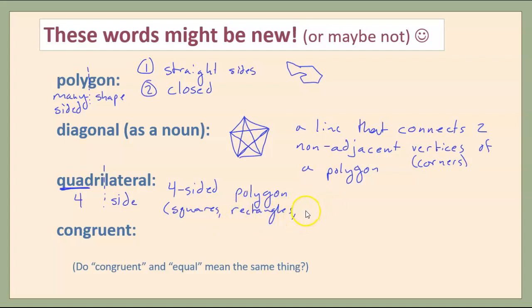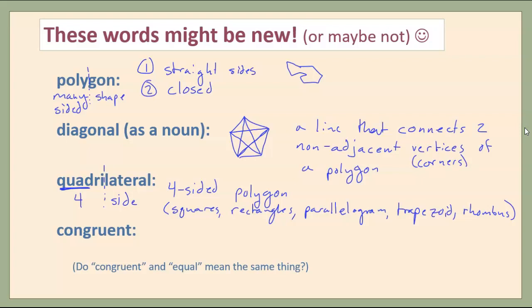You may have heard of a parallelogram, or maybe a trapezoid, or a rhombus. All of these are examples of quadrilaterals. If you haven't heard of some of those, don't worry too much about it. We're going to get into them in just a minute.